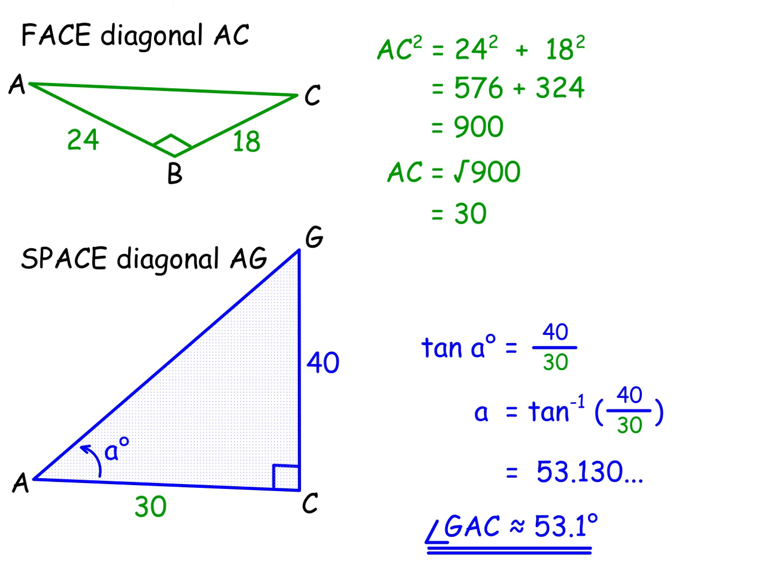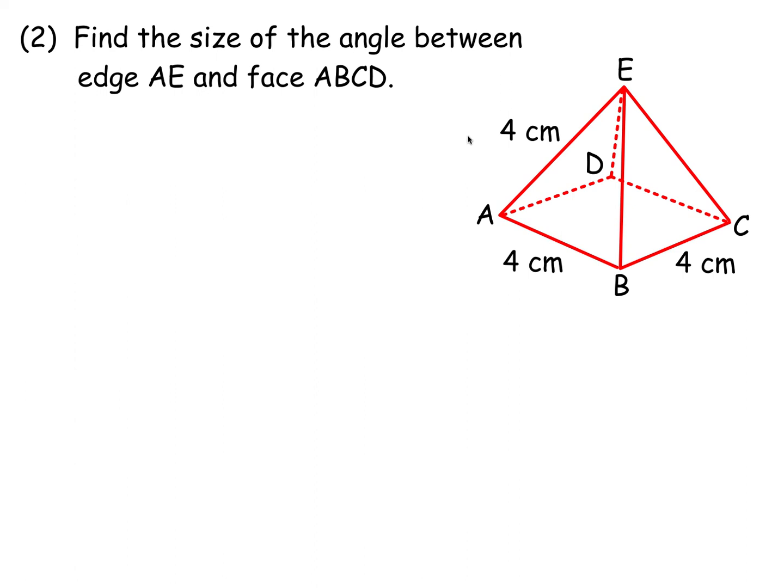Second example, square-based pyramid. What's the angle between the sloping edge AE and the face ABCD, that's the bottom? Again, with a light shining, the blue line has the dotted line as a shadow. The angle between them is the angle we're after.